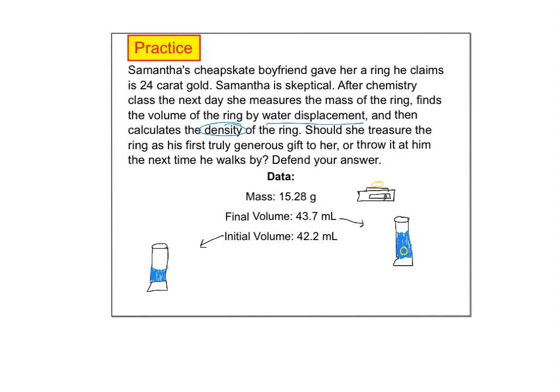All right, so I drew some pictures so we can look at her data. She first found the mass. All she did was plop that gold ring on a balance. Then she filled a graduated cylinder, and she recorded the initial volume of water in the graduated cylinder. She probably just filled it up partially. It doesn't really matter how much is in there as long as she records it exactly. And then she puts the ring in the graduated cylinder.